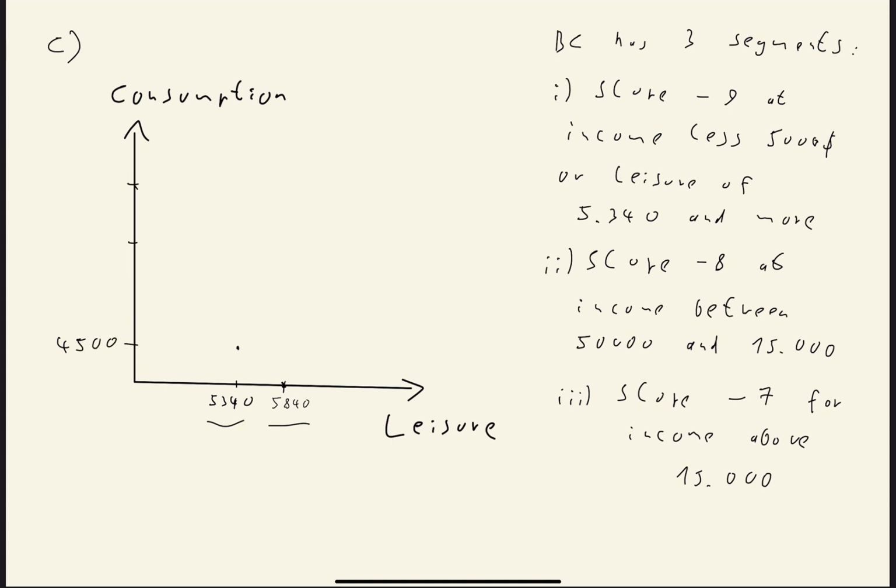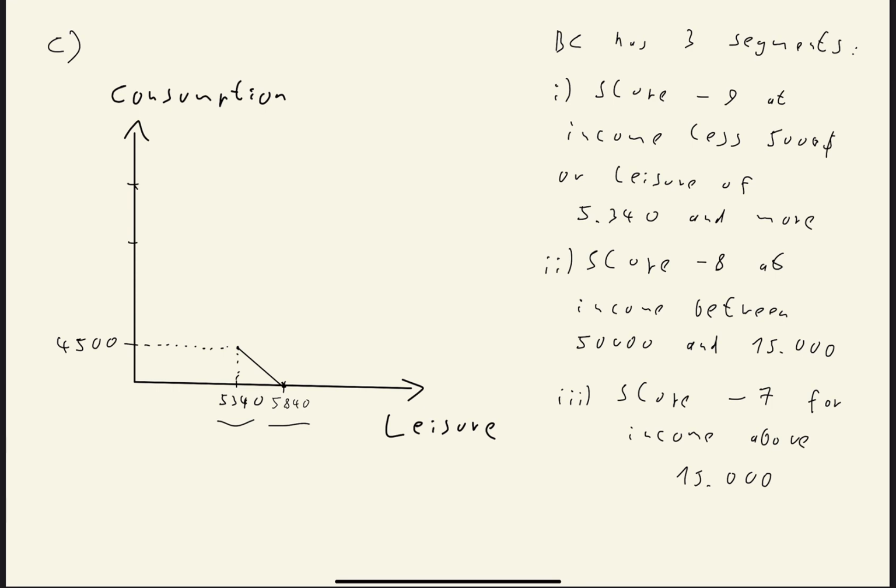And this gives us the first interesting point here. And this is the first segment of the budget constraint, which looks something like this. Okay, so this is the first segment of the budget constraint. And then we have the second interesting point, which is at the following place. So let me just move this a little bit more here.